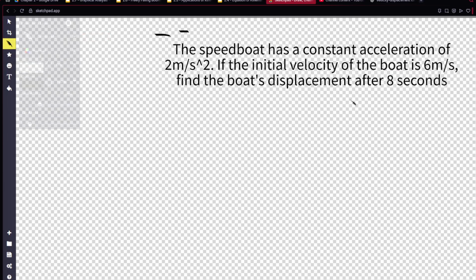If not, I have a video on that. Anyways, let's see what we're given. We're given acceleration, we're given initial velocity, which is V0, and we're given time, and we're solving for displacement. Guess what formula you can use?